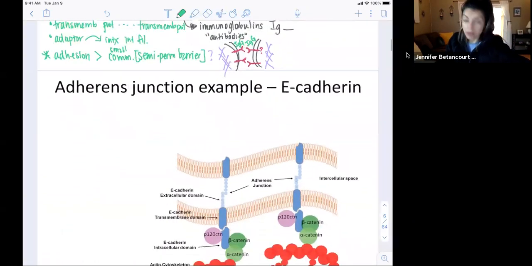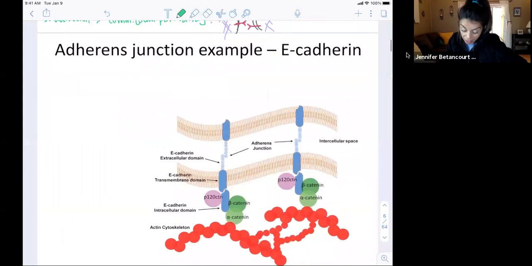Oh, I have a better one, okay, cool. Here's a better example of E-cadherin and really what's happening here. So here's cell 1, the inside of cell 1, the inside of cell 2. And here's the little space between the two cells. And you have your E-cadherin. It's not showing what's happening on the inside of this cell, but here's your E-cadherin that spans across. And this is the adherens junction. Here's your calcium somewhere in here that's not shown, but it's there.